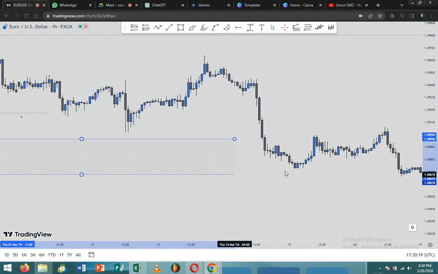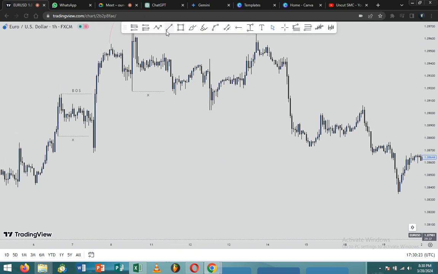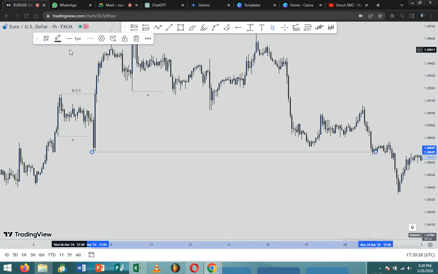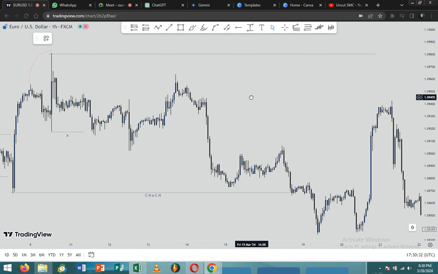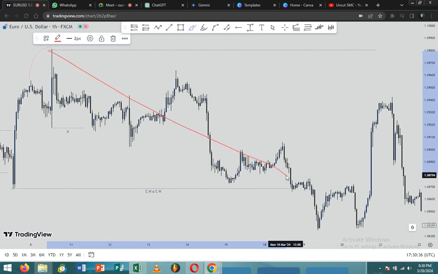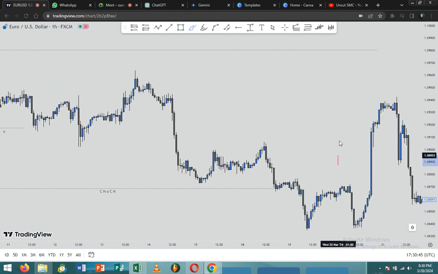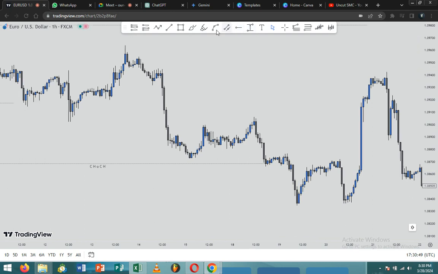So the reaction here was very weak, but let's see if we had a change of character because this is the valid low. So this one confirms for us a change of character. And after this change of character, remember everything here is single leg from this point. Okay, so price has all that space to be playing around with. So let's look for inducement and see how this moves.